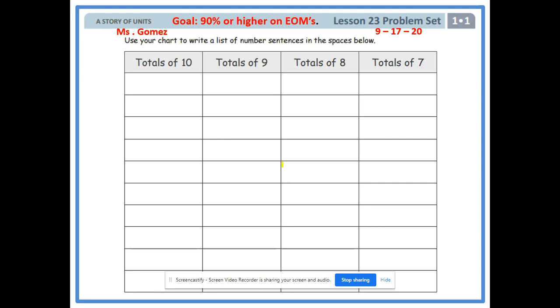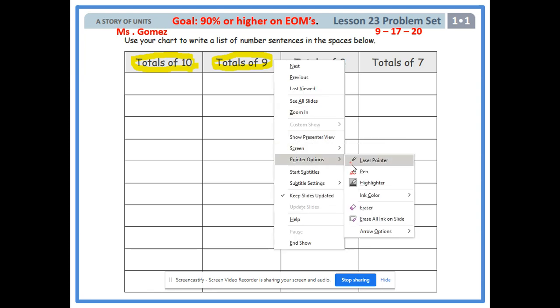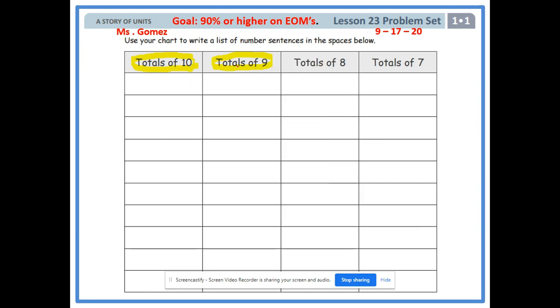Awesome. So I am going to do a couple with you, and then the rest you would do during the live session. Our must-do problems, if you want to go ahead and circle them right now, are totals of 10, totals of 9. Those are your must-do problems. You can go ahead and circle them, not with a crayon. You can go ahead and circle them with your pencil. We're using a pencil for our problem set. So go ahead and circle those two. Those will be your 2 must-do problems for today.